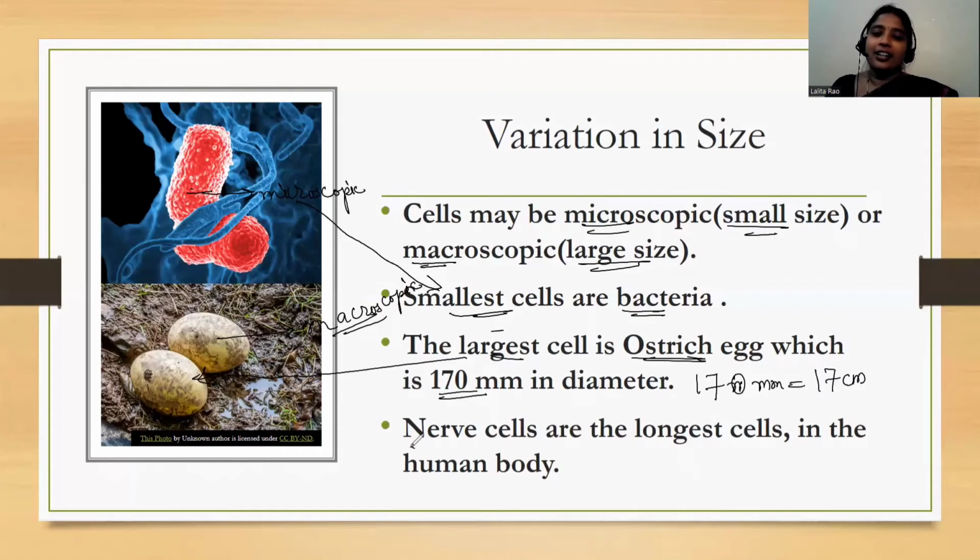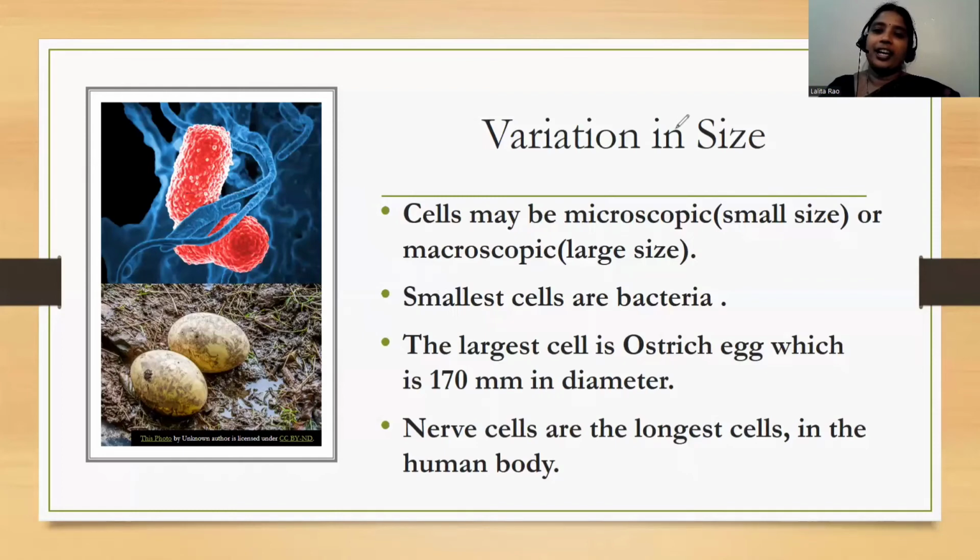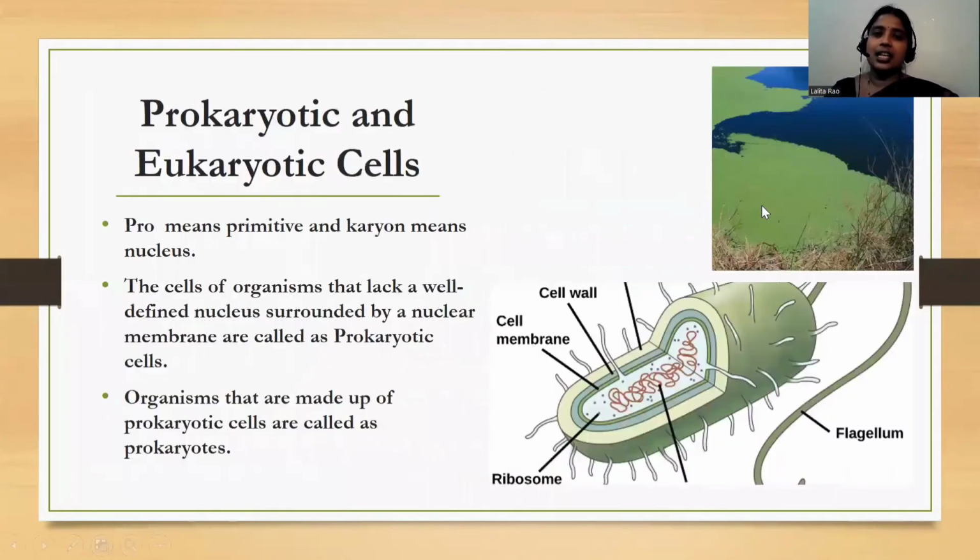Okay, and when you talk about the longest cell, if you consider the length, the nerve cells, which we have already discussed before, are the longest cells in the human body. Now, all these cells have different constituents present in them.